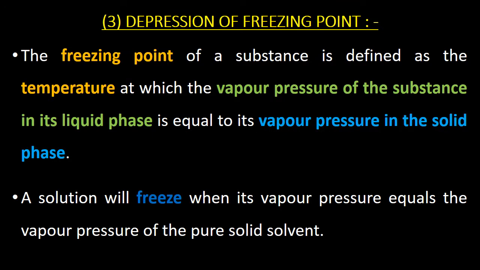In this session, I want to discuss the third colligative property, that is depression of freezing point. First, let us know what we mean by freezing point. The freezing point of a substance is defined as the temperature at which the vapor pressure of the substance in its liquid phase is equal to its vapor pressure in the solid phase. A solution will freeze when its vapor pressure equals the vapor pressure of the pure solid solvent.